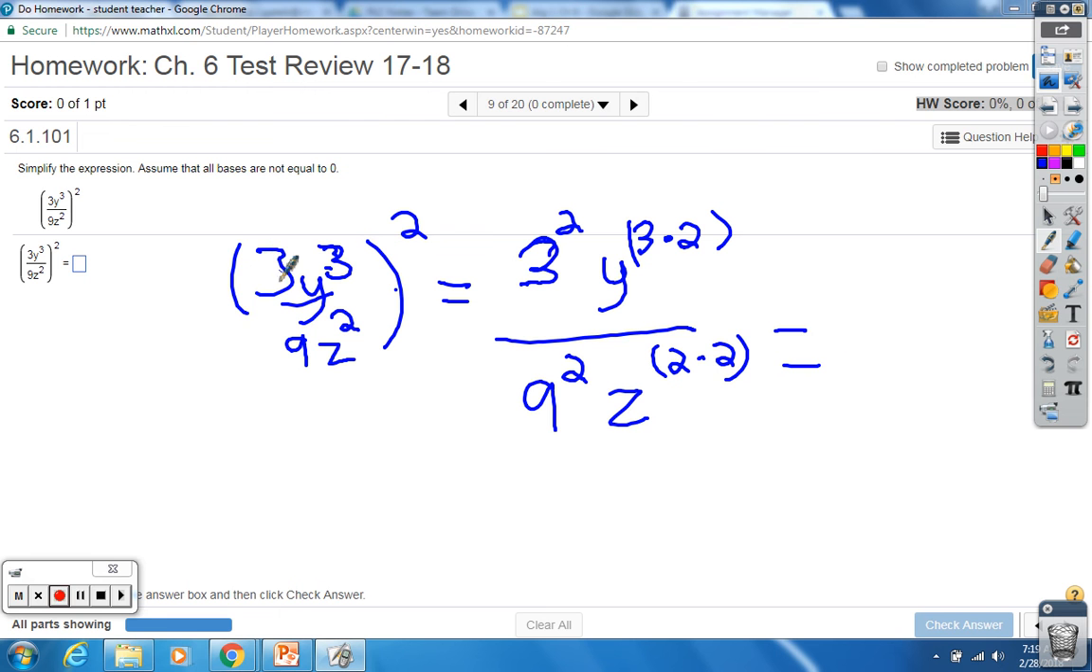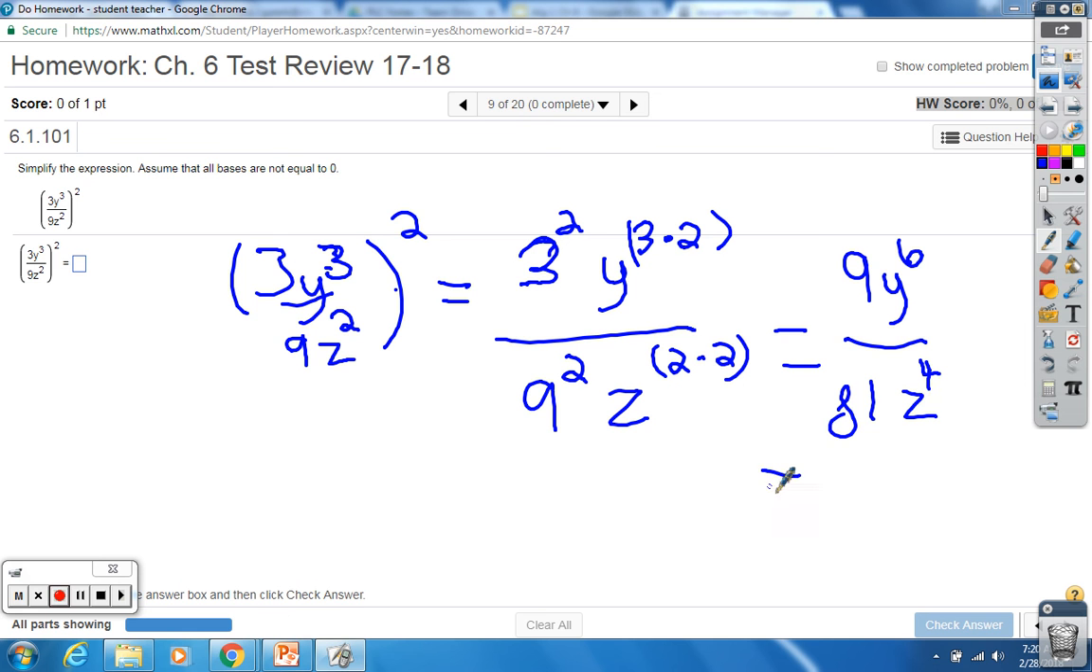And another way you could have done this also is that you could have just simplified the 3 over 9 initially, so then you won't have to deal with these big numbers, but we'll just go ahead with it the way that I started it. So let's simplify here. 3 to the 2nd power would be 9. And be sure you're not just multiplying like 3 times 2 to get to 6, because that's a common error. And for our y's, we'll do 3 times 2 in the exponent. That will leave us with 6. And then 9 to the 2nd power, that would be 81. And z to the 2 times 2, that would be 4.